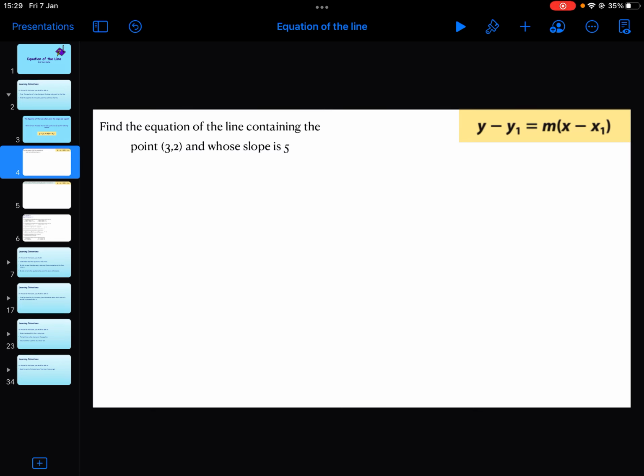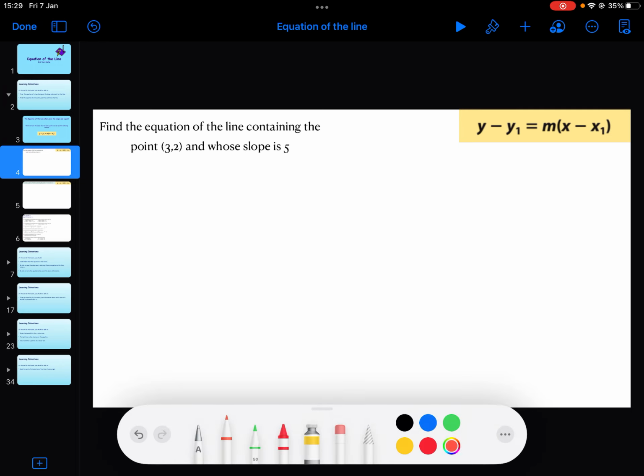So it says find the equation of the line containing the point 3, 2 and whose slope is 5. First of all, we are going to label like we normally do. So we have the point 3, 2. Remember, every point has to have an x coordinate and a y. The x tells you how far you go over horizontally. The y tells you how far you go up or down. In the first point, we're going to give them a 1 after the x and the y. We don't have a second point, but if we did, it would be x2, y2, but we don't need it for this. And the other piece of information we have is that the slope is 5.